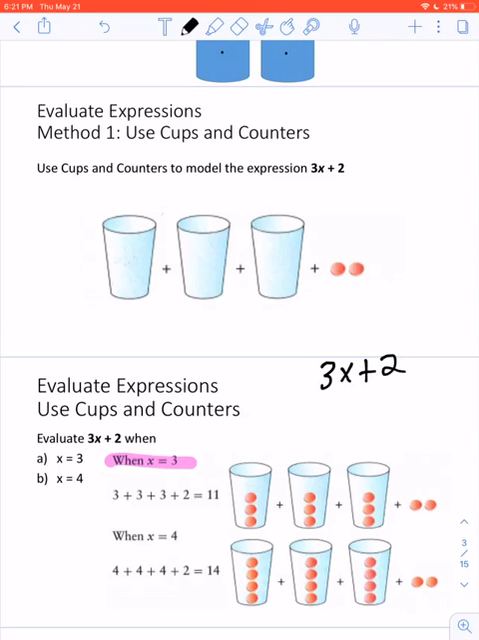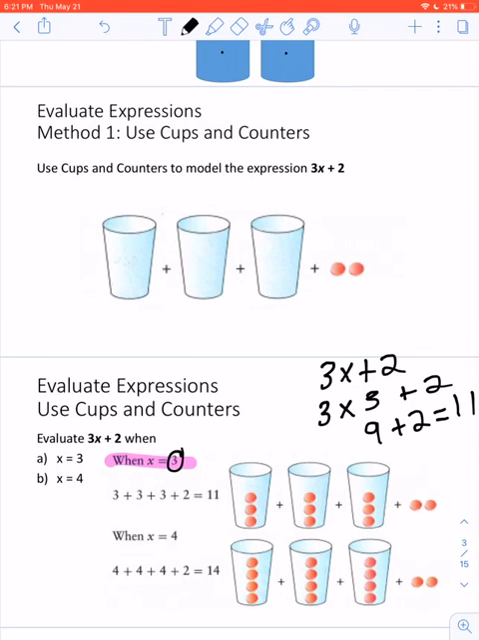I just told you that x is 3. So when this number is attached to that variable, that's the same thing as multiplying. So we can go 3 times 3 plus 2. Now we know we have to do multiplication first. So 3 times 3 is 9 plus 2 equals 11.